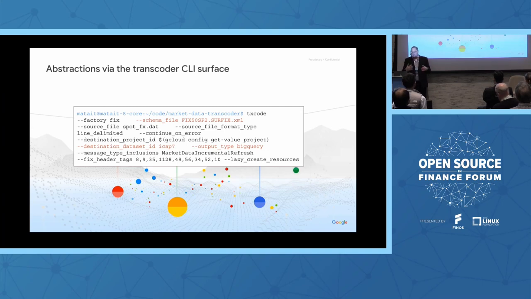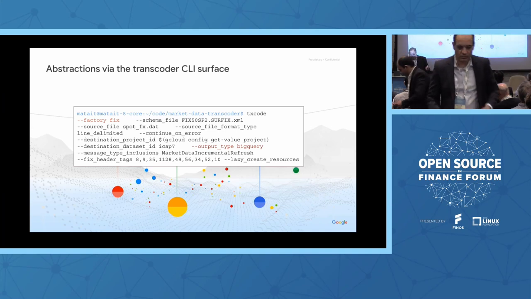What is the format type? Is it line delimited? Is it length prefixed? What destination is it going to? What is the schema file that we're going to use? If nothing else, you need to supply the schema file, and if you're not taking it from an input stream, then you basically specify some input identifier.